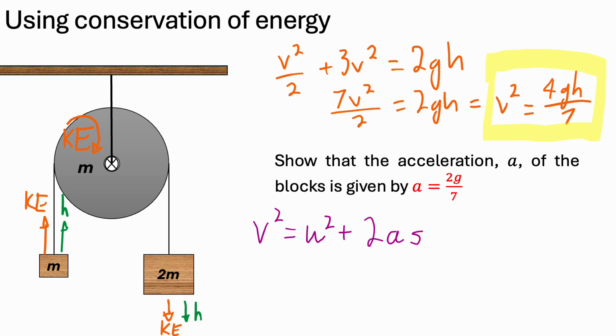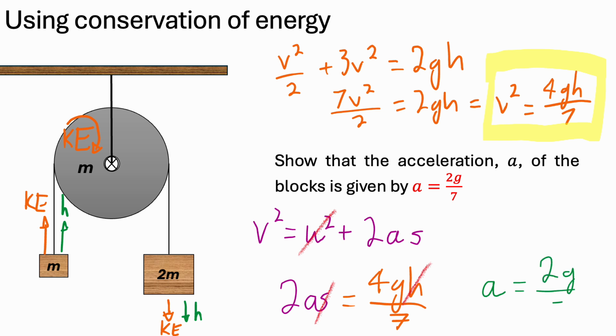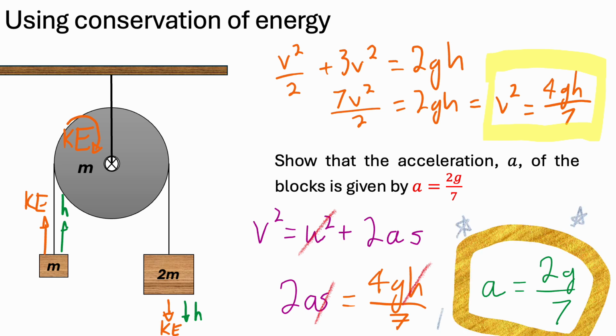Because the initial velocity is 0, u squared goes bye-bye. So that gives us v squared is equal to 2as. From there, it's pretty straightforward to realise that the displacement s and height h are both distances that cancel out. After that, it's just a simple matter of pushing around the numbers and we end up with our expression here.